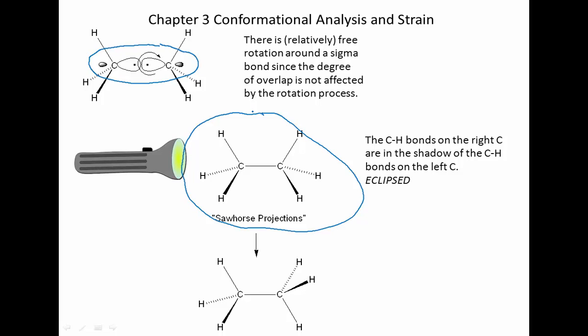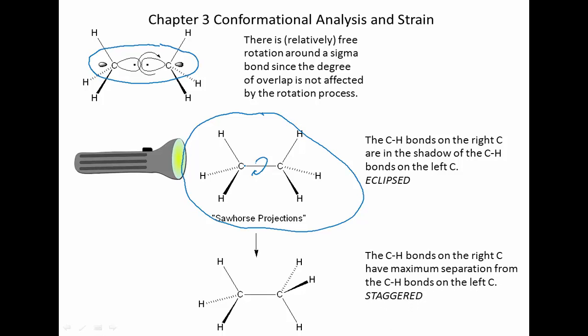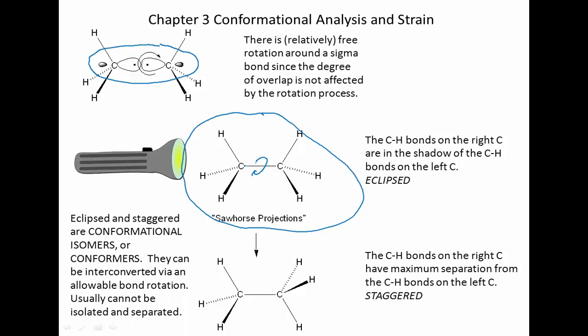Okay, let's look at another extreme, and to do this, what I'm going to do is just do the rotation I did up there, rotate around that CC bond, and what you see here is the form of ethane at the very bottom of the screen here. In this form, we have the maximum separation of CH bonds on the right carbon from the CH bonds on the left carbon. And we're going to call this form the staggered form. Eclipsed and staggered are what we call conformational isomers, or conformers. They can be interconverted by an allowable bond rotation.